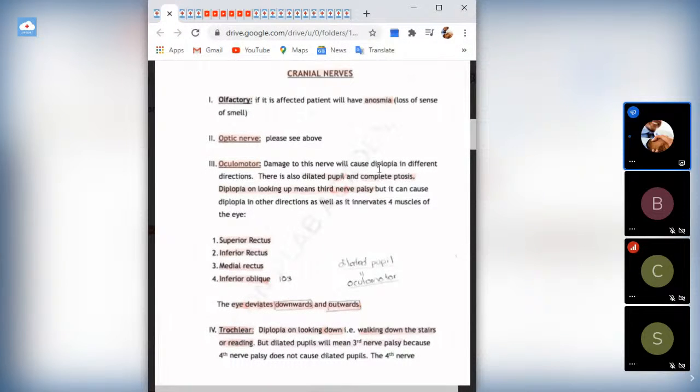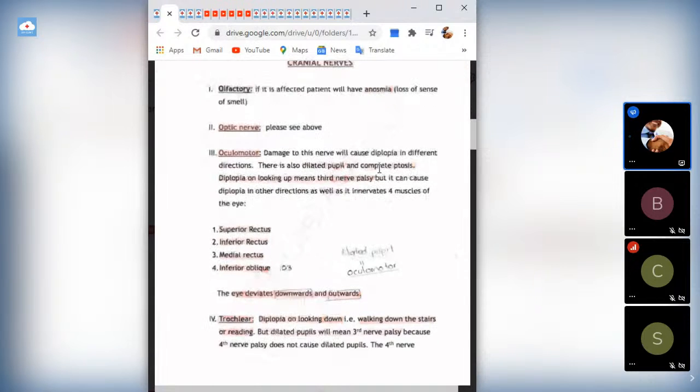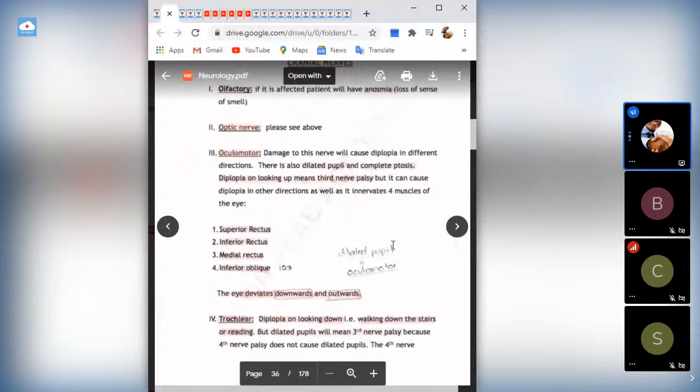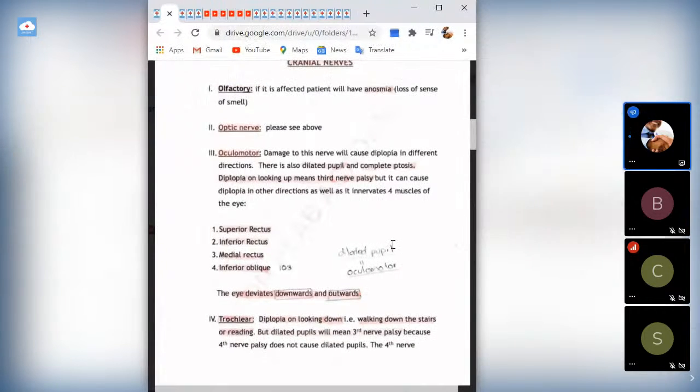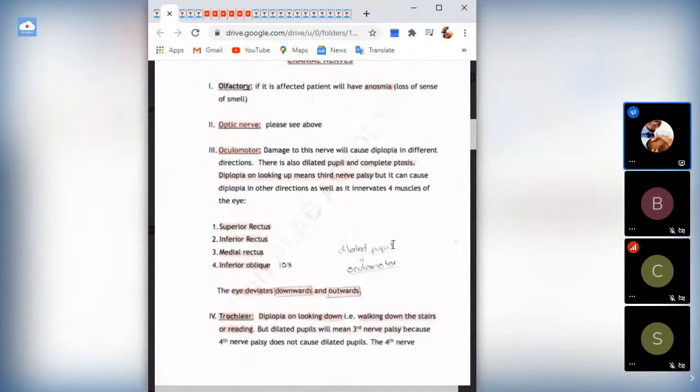Okay, and then there will be ptosis, and of course there will be diplopia. So on looking up means third nerve palsy, but it can cause diplopia in other directions, like it can cause diplopia in multiple directions. So now there's this thing about the extraocular muscles. There's superior rectus, inferior rectus, medial rectus. Okay, and other extraocular muscles like lateral rectus and superior oblique. All those ones are supplied by the other two nerves, that we are going to mention very soon.